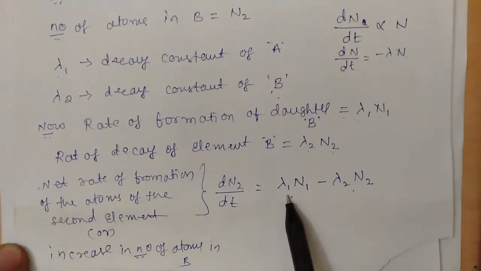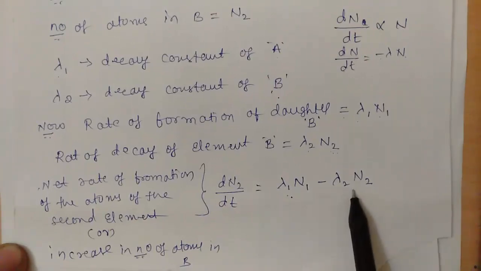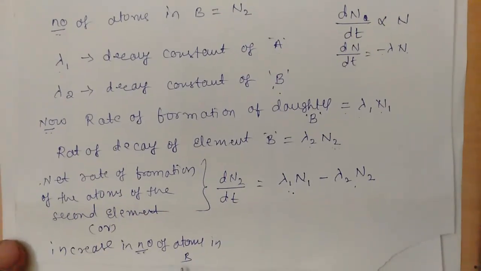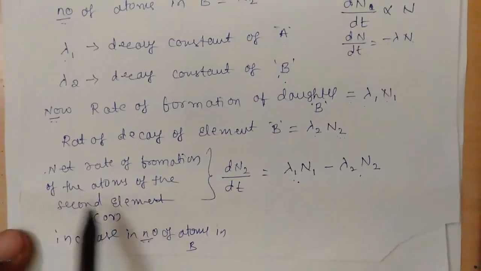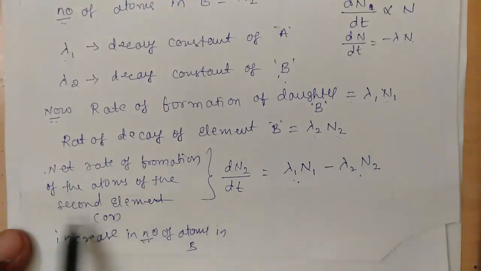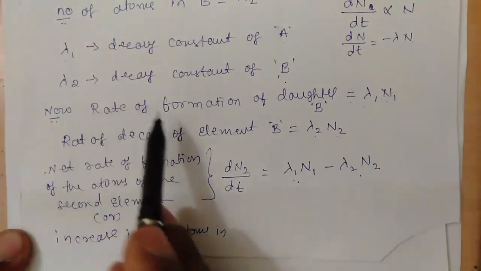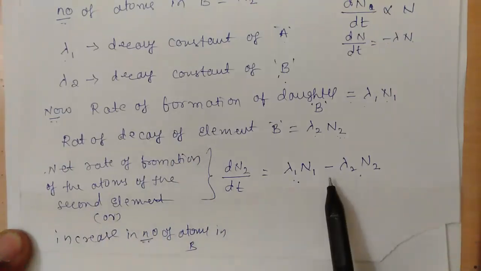So why? Because of how the element A decays and how the element B forms. The difference between these two will get you the number of atoms that can be present in element B. So this stage is very important. If you go through these equations, you'll come to know the reason for this.